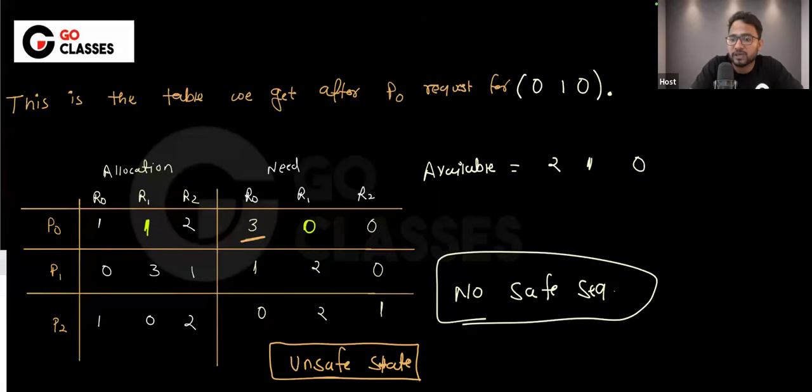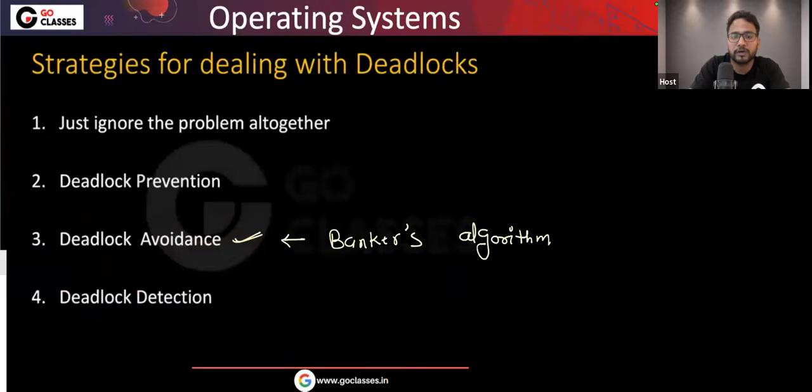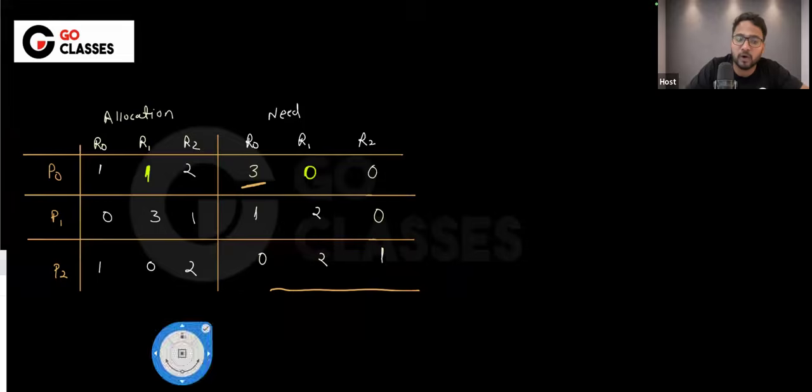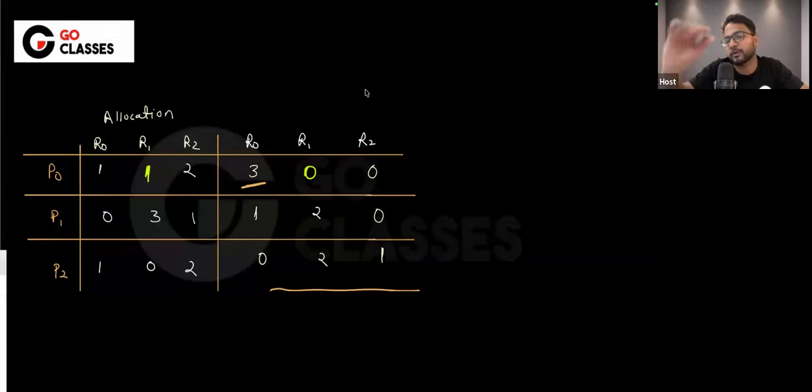In deadlock detection, we have similar tables, just one word is different. Instead of need, there is something called request. They will give you a question and ask whether the system is in deadlock or not. If they ask that, they can never give you need. They have to give you request, which is the current request. Then they can ask you, is this system in deadlock?